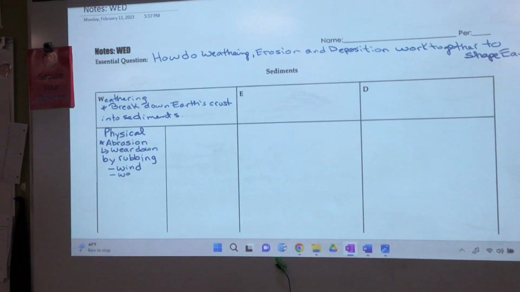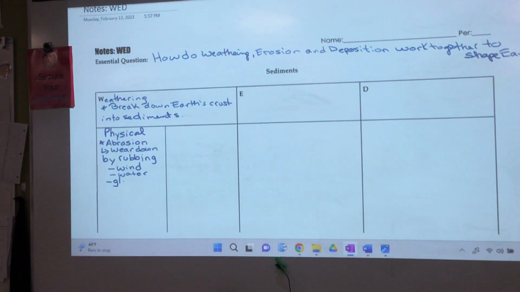Water can also abrade things. If anybody was ever a rock hound when you were a kid and had the ability to get one of those rock tumblers, I wasn't, but I always wanted one. It makes the round, smooth edges of the rocks, because you're just tumbling it. And then also glaciers.